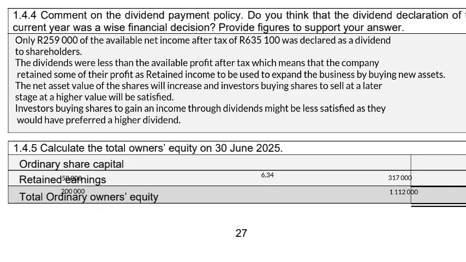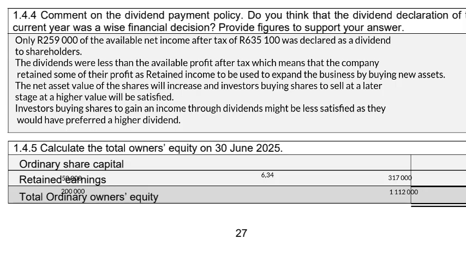1.4.4, comment on the dividend payment policy. Do you think that the dividend declaration of the current year was a wise financial decision? Provide figures to support your answer. Only 259,000 Rand of the available net income after tax of 635,100 Rand was declared as a dividend to shareholders.